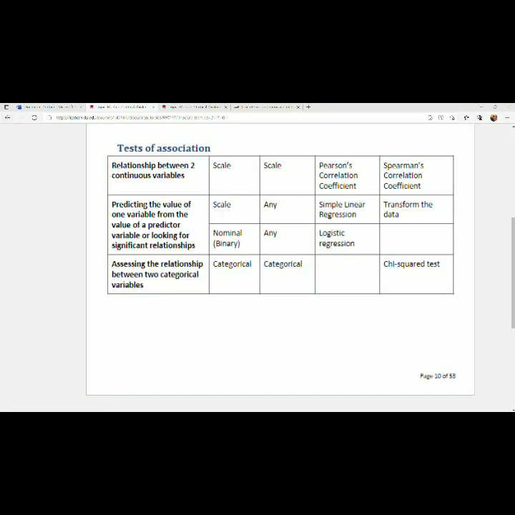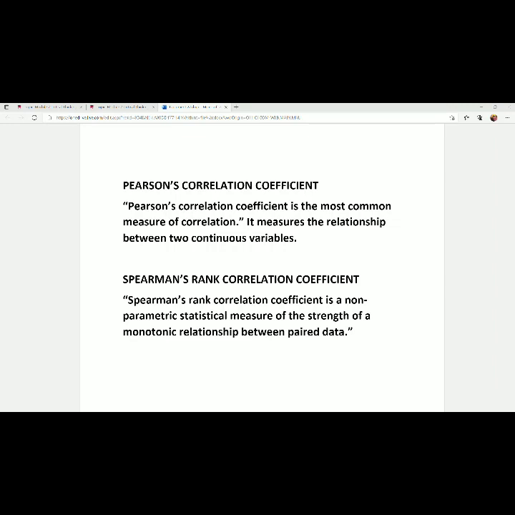Please refer to the following table as I describe the tests of association. If you're comparing the relationship between two continuous variables and the dependent and independent variables are scale, the parametric test that would be used would be the Pearson's correlation coefficient, and the non-parametric test that would be used would be the Spearman's correlation coefficient.